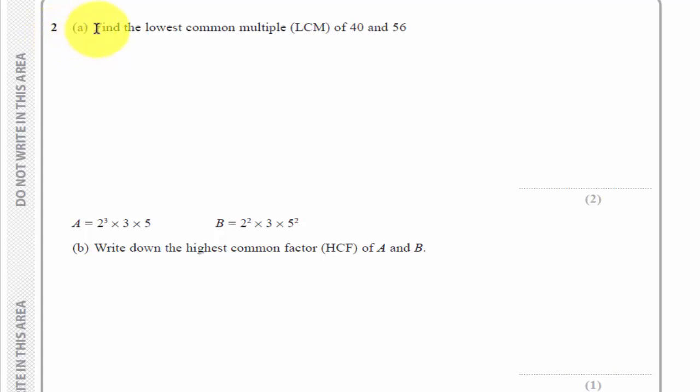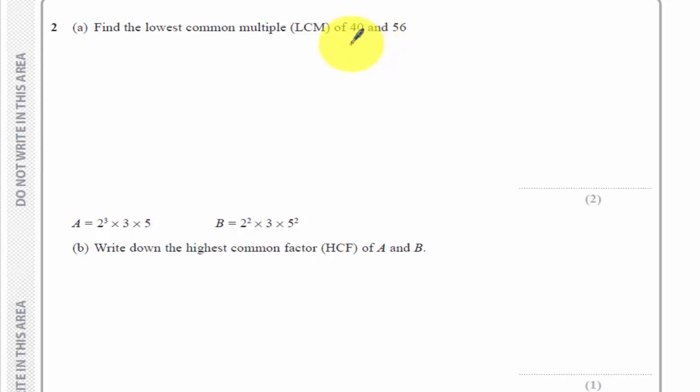Question 2, Part A. Find the lowest common multiple of 40 and 56. Now there's a couple ways of doing this. You could just list the multiples of 40, and don't forget a multiple is the answer to the times table. So 40 is a multiple of 40, and then two 40s are 80, so 80 is a multiple of 40, and then 120 and so on.